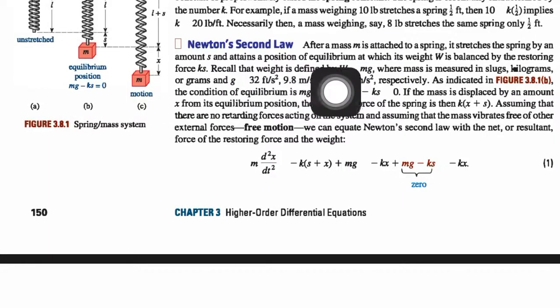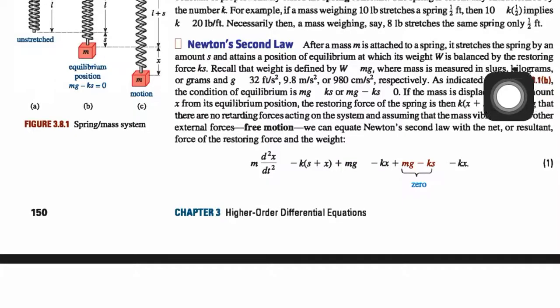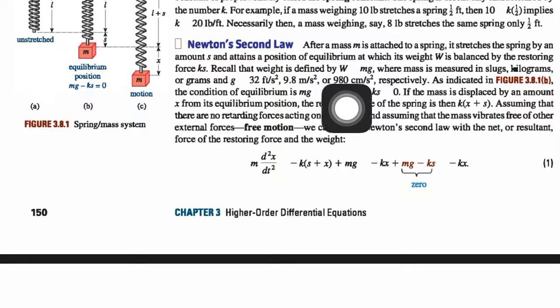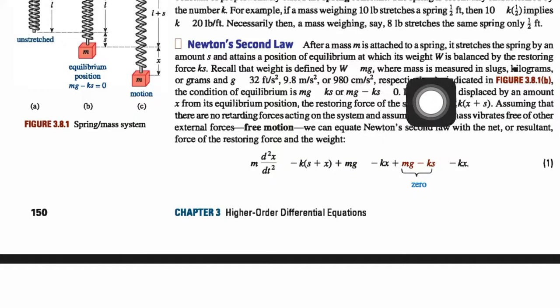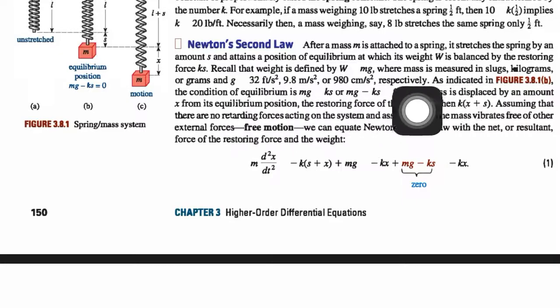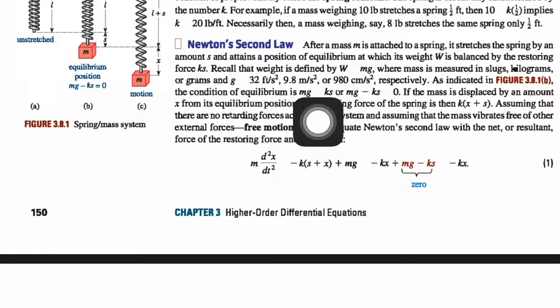Now recalling that the weight is defined by w equals mg, where mass is measured in slugs, kilograms or grams, and g is equal to 32 feet per second square or 9.8 meters per second square or 980 centimeters per second square respectively. It means if we are finding the value of the weight, I am taking the value of gravity as 9.8 or 980. If we are measuring the mass in slugs, I am taking the value of gravity as g equals 32 feet per second square.